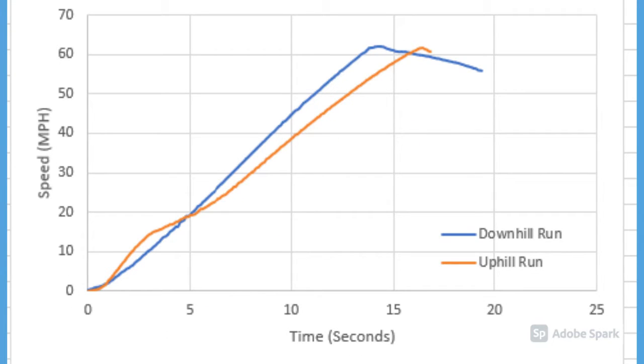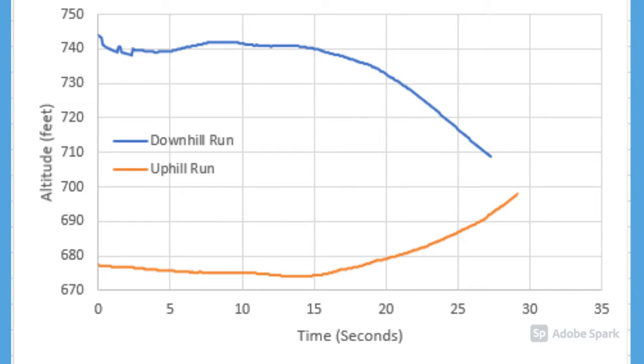To better compare the 2 runs, I removed all the data from when the car was not moving. Now we can see that the slope of the downhill run was greater than that of the uphill run, which means there was greater acceleration. The time it took to reach 60 mph during the downhill run was also about 2 seconds less. The hump in the uphill run, around the 3-second mark, was due to the fact that I had to make a left-hand turn across the road before I could really open up the throttle.